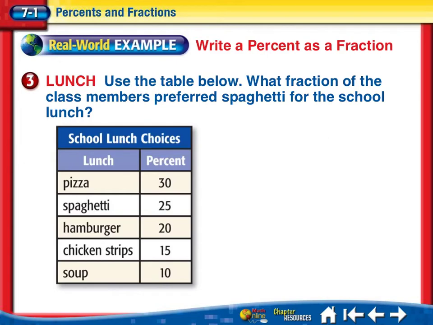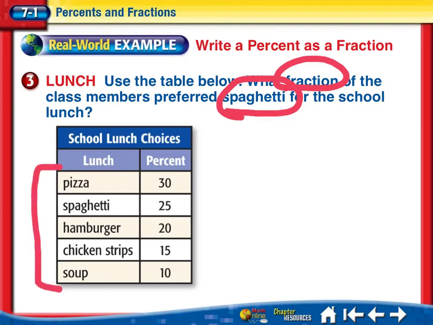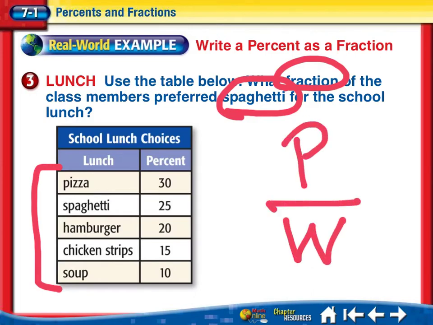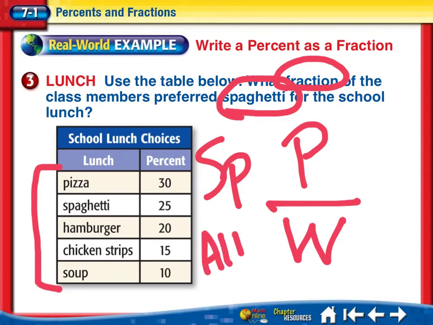Okay, here's a real-world example we can look at in ways to write a percent as a fraction. Lunch. Use the table below. What fraction, we're looking at a fraction, that's an important word, of the class members preferred spaghetti for the school lunch? So let's see. We're going to have to figure out how to solve this problem. First thing I realize is I've got a lot of different things for lunch. So I probably need to figure out what the whole is, and then I can figure out the part. The part here is going to be spaghetti. The whole here is going to be all of the lunches.